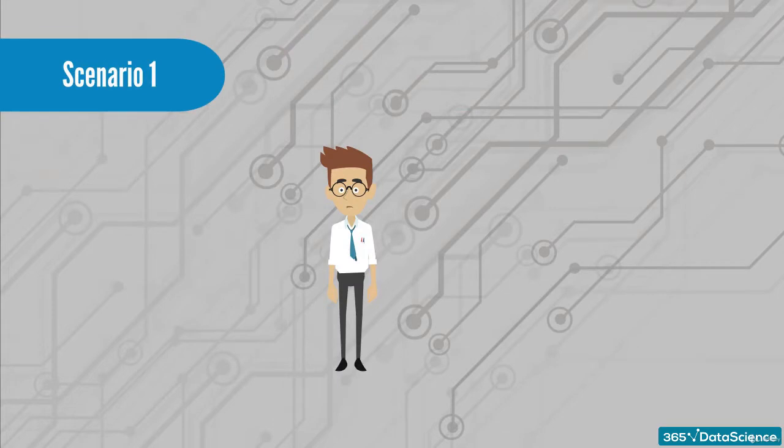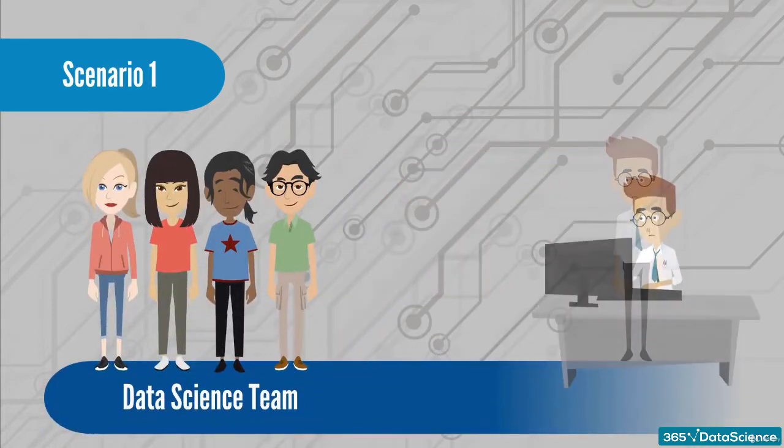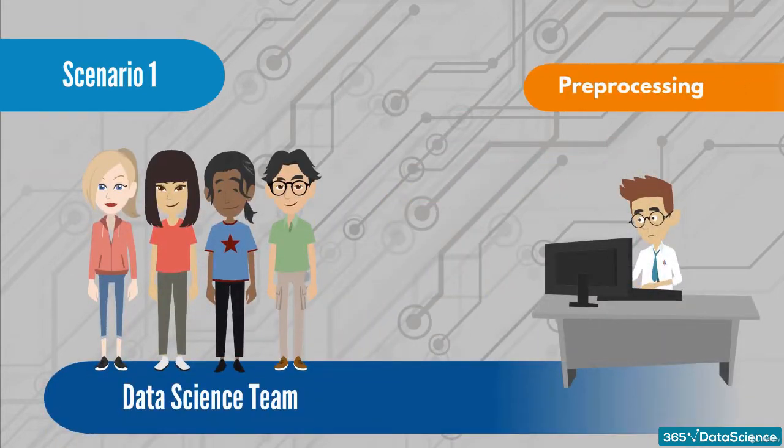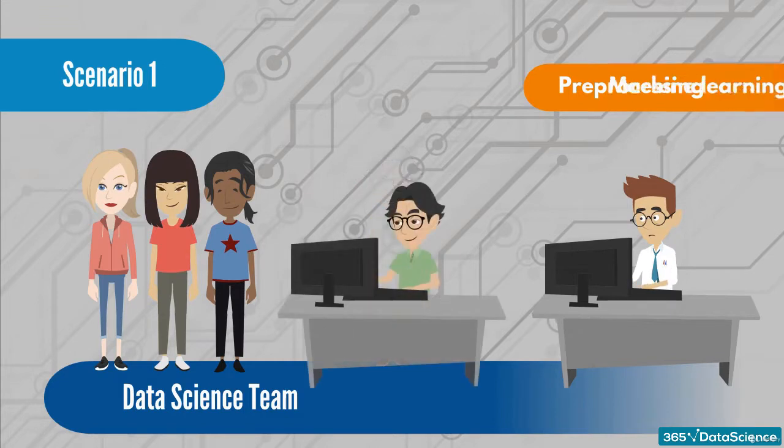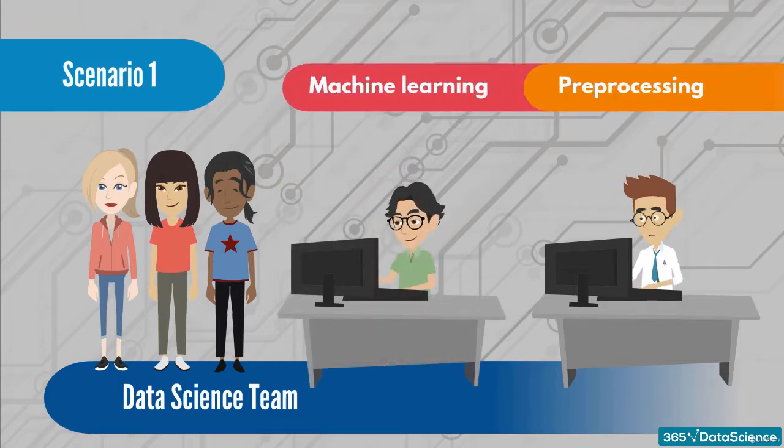First, if you are on a data science team, it is quite possible that one person pre-processes the data, while another one does the actual machine learning. In this case, someone has already done the pre-processing for you, and you are going to do the machine learning itself.